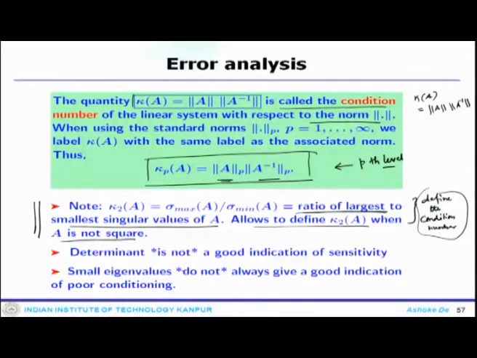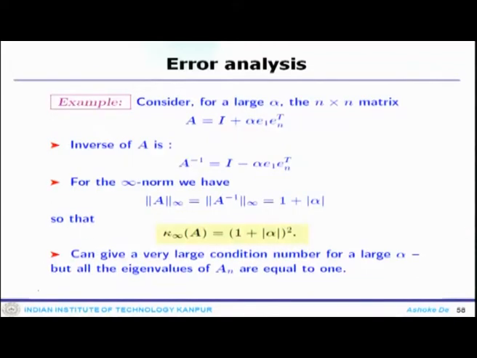So, the determinant is not a good indication of sensitivity. Small eigenvalues do not always give a good indication of poor conditioning. That is the point. Once you find the eigenvalues and try to anticipate from them whether the conditioning is good or bad, that is not a good indication, but the determinant can be a good indication for getting the condition number.